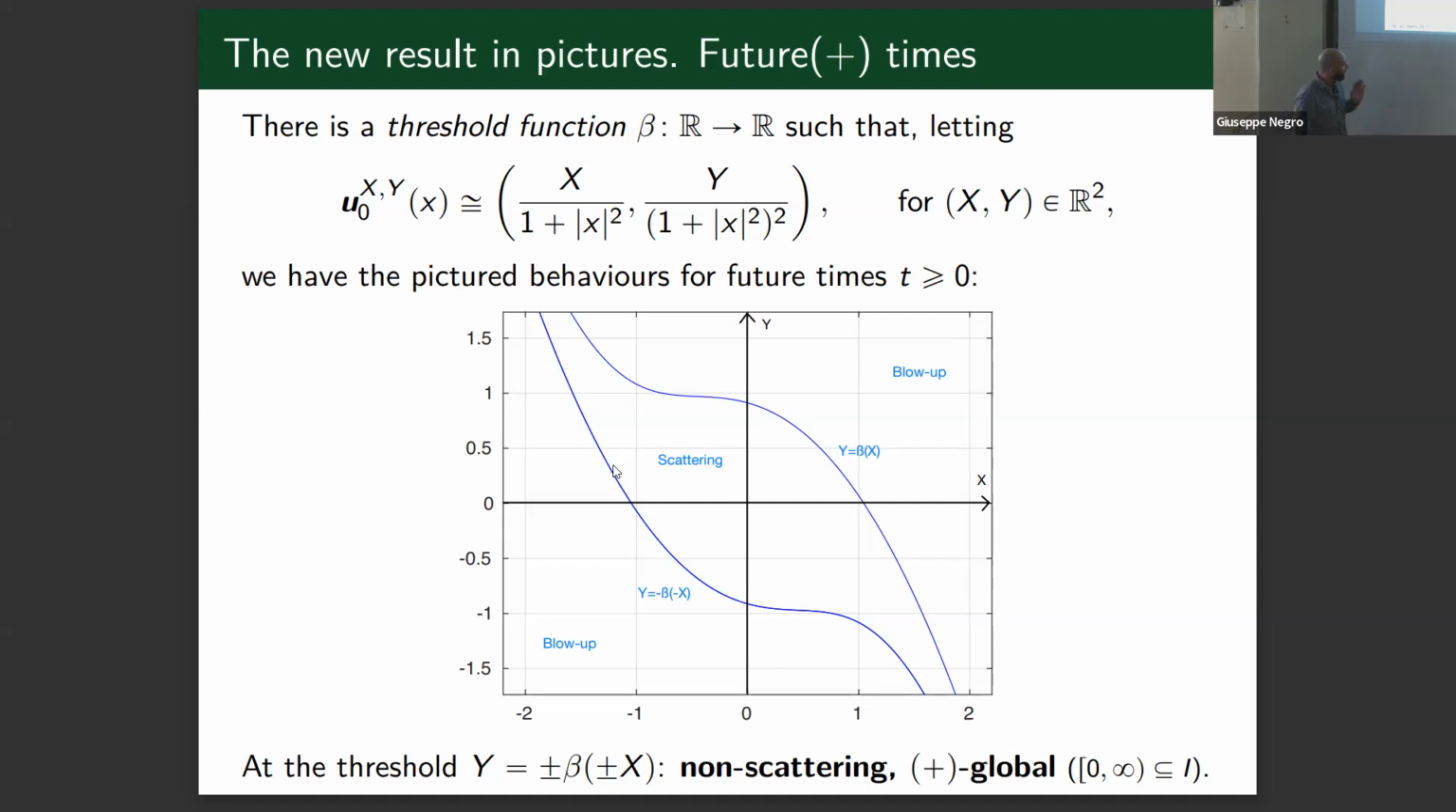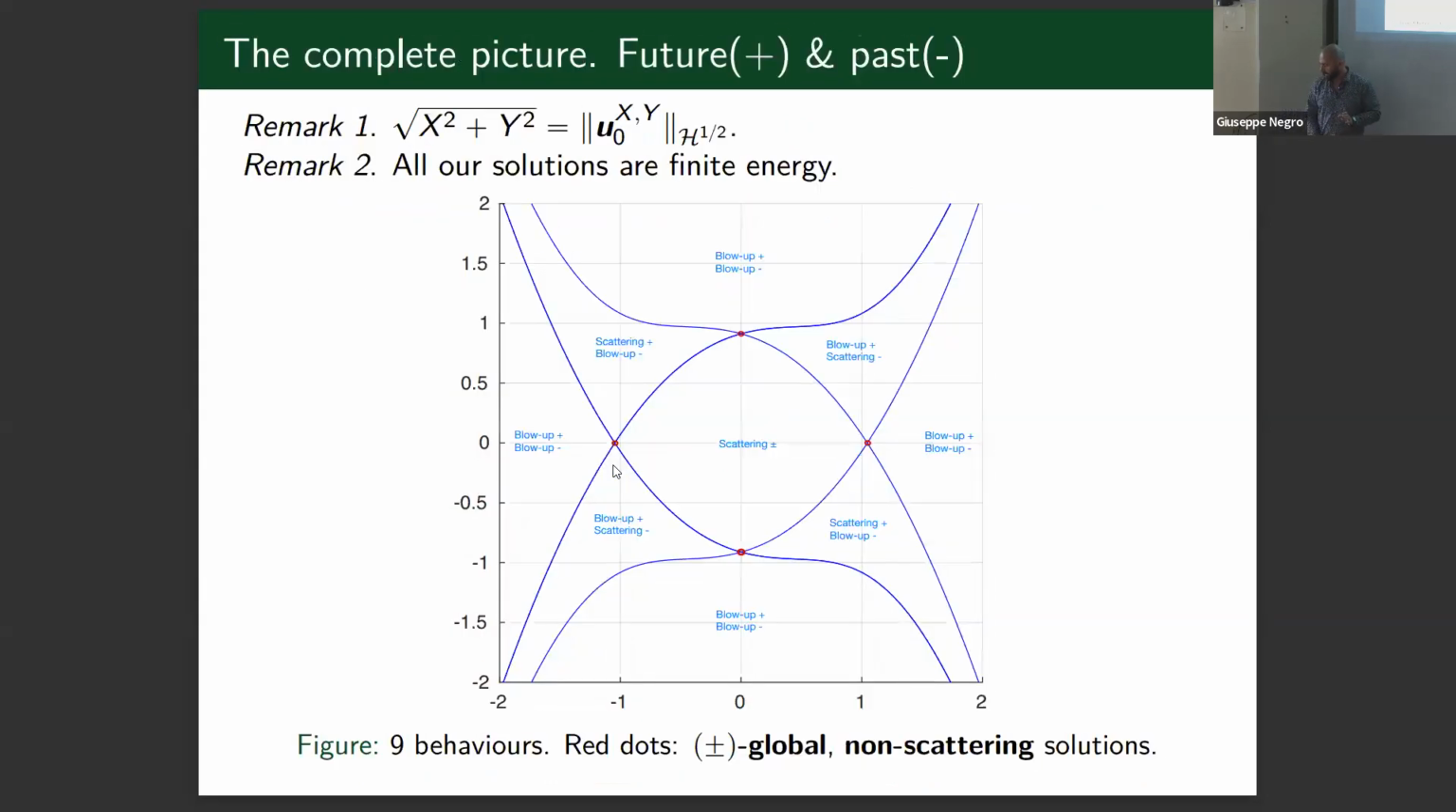Right. So this is only the future, and now this is the complete picture. Here I have future and past. I hope you can read. What's written here? This is scattering, plus and minus means scattering in both time directions. And then I have blow up plus and minus, same here, and here I have a mix of blow up and scattering. Okay, great. So this is the result. This picture is the result, basically.